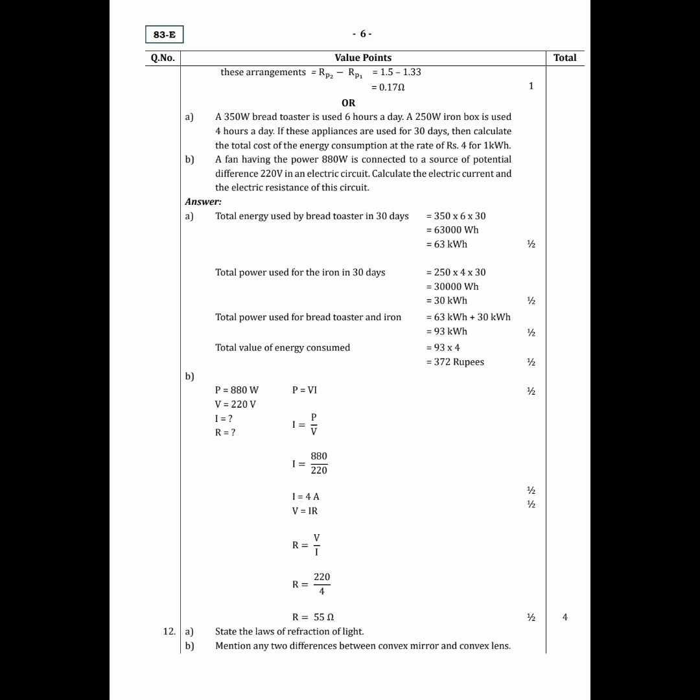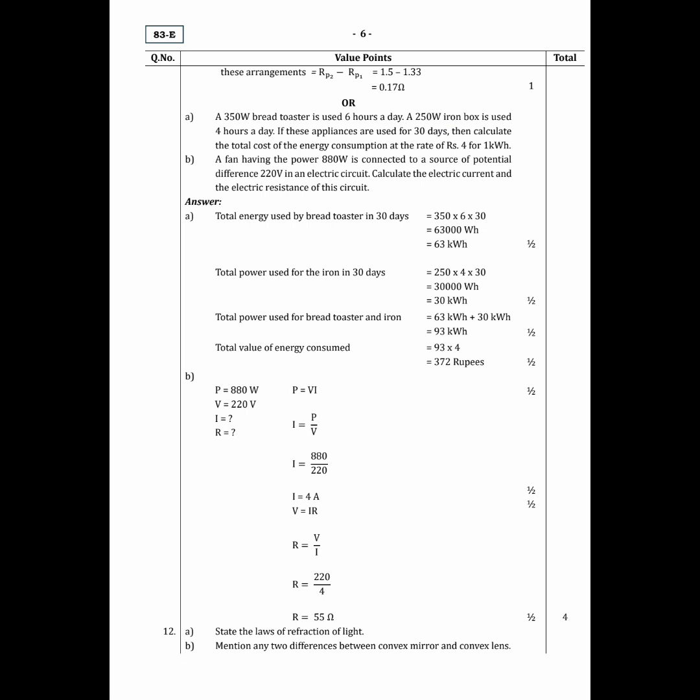A 350 watt bread toaster is used 6 hours a day. A 250 watt iron box is used 4 hours a day. If these appliances are used for 30 days, then calculate the total cost of the energy consumption at the rate of rupees 4 for 1 kilowatt hour. Next B. A fan having the power 880 watt is connected to a source of potential difference 220 volt in an electric circuit. Calculate the electric current and the electric resistance of the circuit.